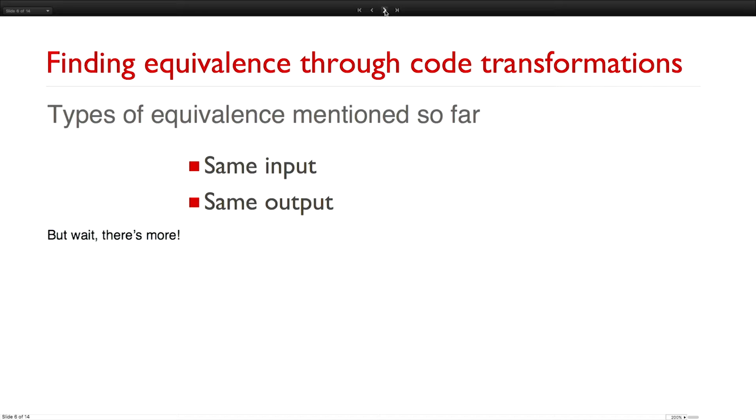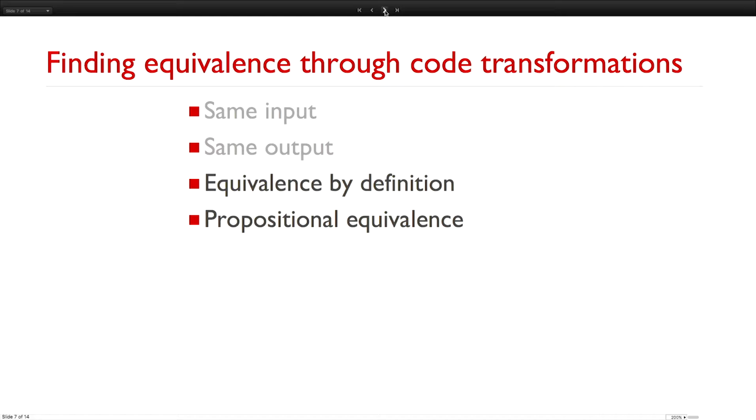Okay, so the two types of equivalence that I already mentioned, basically the simple and straightforward methods, are looking at the input, or the original form of the code, I should say, and the other is just evaluating them and seeing if they get the same thing. There's a lot more you can do here, though.